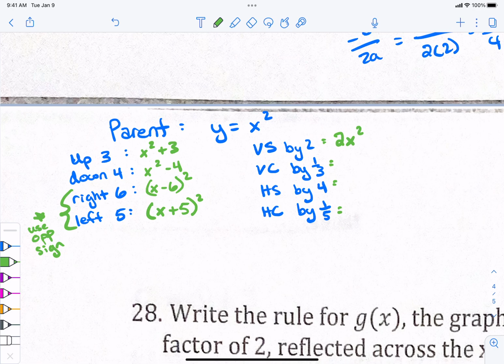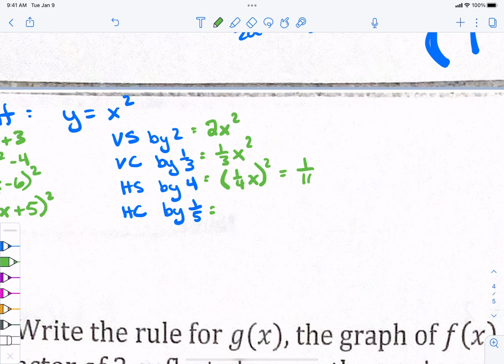Vertical compression by 1/3? 1/3 x squared. Horizontal stretch by 4, and it's in parentheses, 1/4 x parentheses squared, which is technically 1/16 x squared if you move it outside of parentheses. Does that make sense? Because you're squaring the factor, right? So this is the same thing as a vertical compression by 1/16, as long as it's a quadratic function. If that confused you, don't write that purple part down.